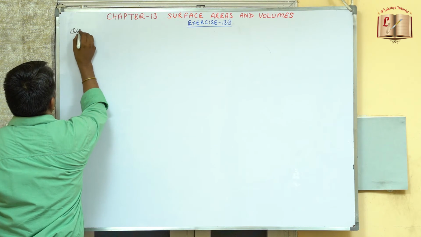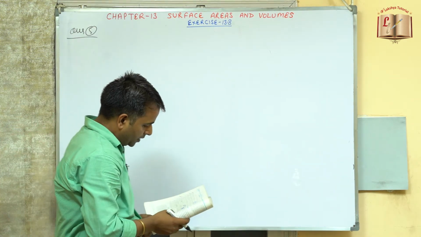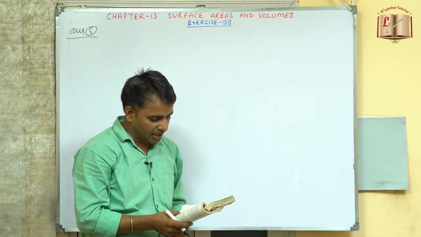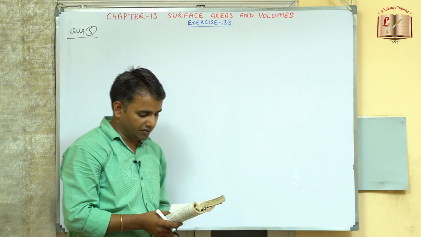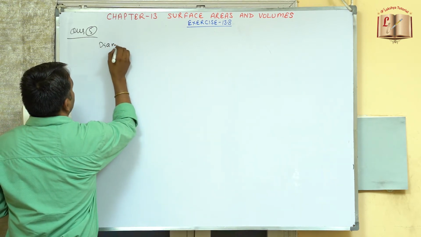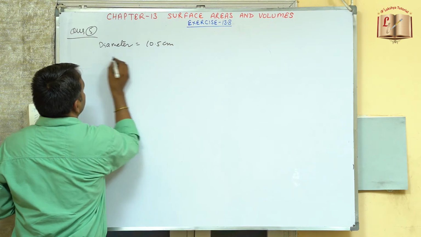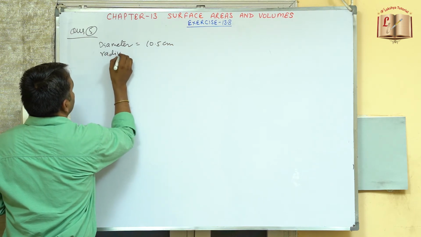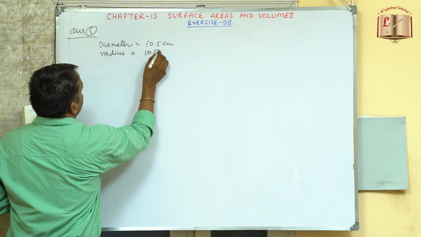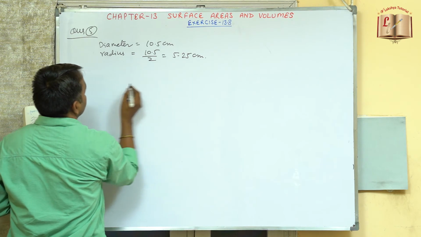Now coming to question number 5. How many liters of milk can a hemispherical bowl of diameter 10.5 centimeters hold? So diameter is given to us, 10.5 centimeters, so we can find out the radius. This is 10.5 divided by 2, so this is 5.25 centimeters.